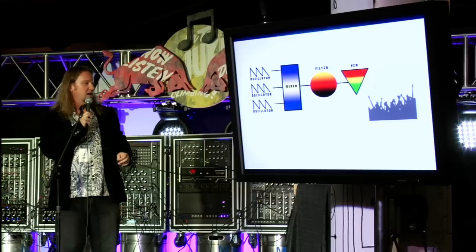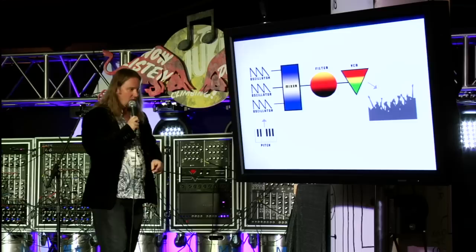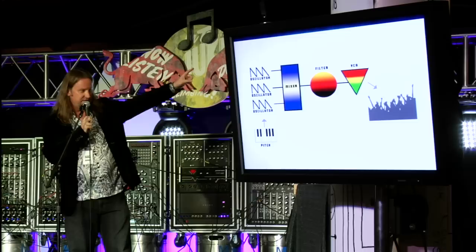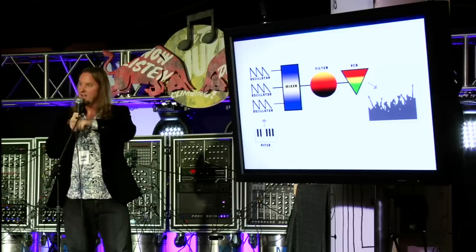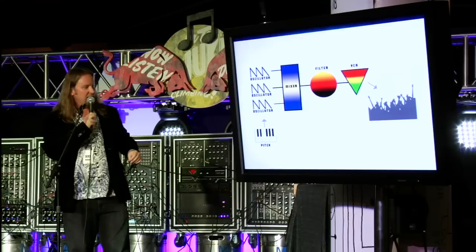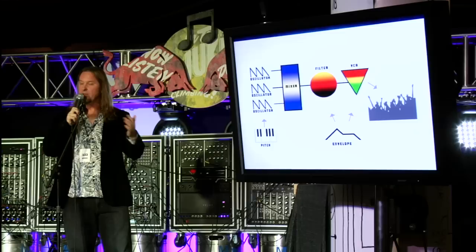Now, some of these elements have to be controlled. So let's go to the next one. We have a keyboard that generates pitch. Pitch goes to the oscillators. So whatever note you play on the keyboard tells the oscillators what frequency or what pitch to play at. Then, of course, we want our filter and our VCA, our tone and our volume, to be animated. And so we don't want those to just be static.